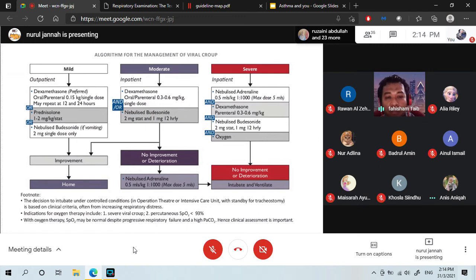If you give it to a mild croup patient, what is going to happen? Suddenly you are a doctor in some klinik kesihatan, and suddenly a patient comes to you with croup. You are panicking. You don't have budesonide. You give adrenaline nebs, 1 in 1,000, not 1 in 10,000. So what happens then? Causing acute respiratory distress.